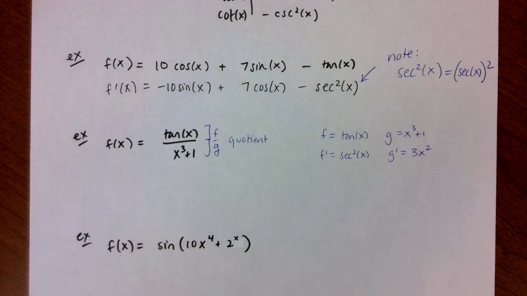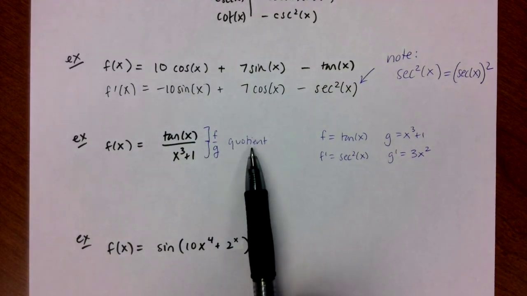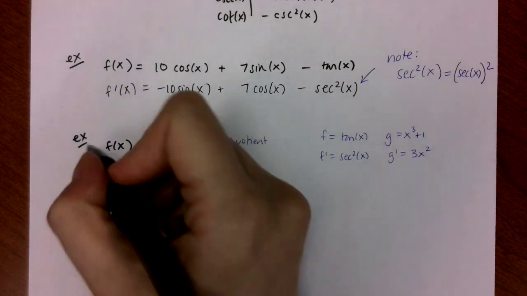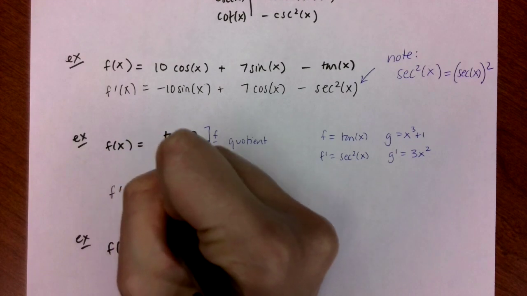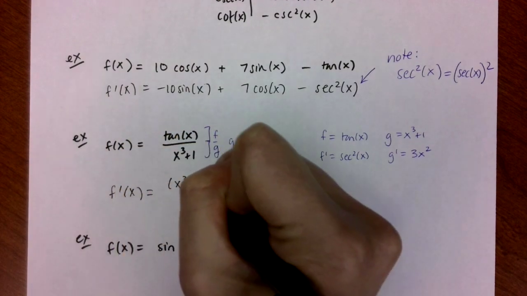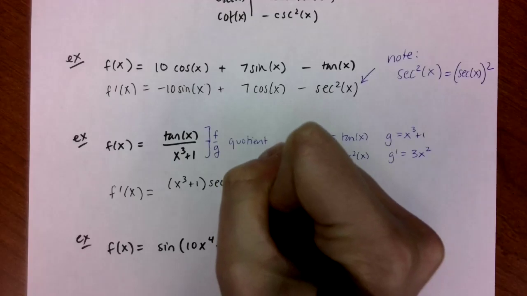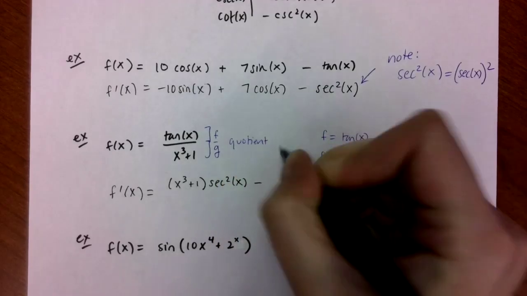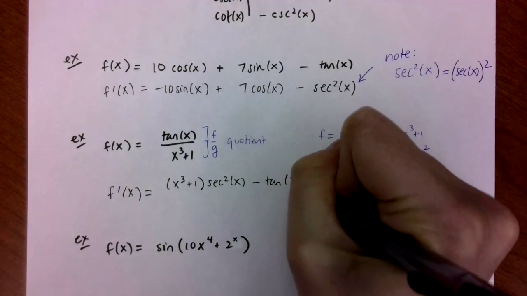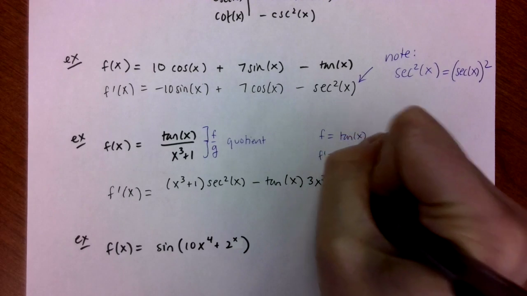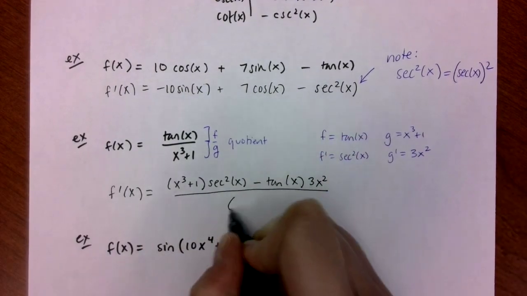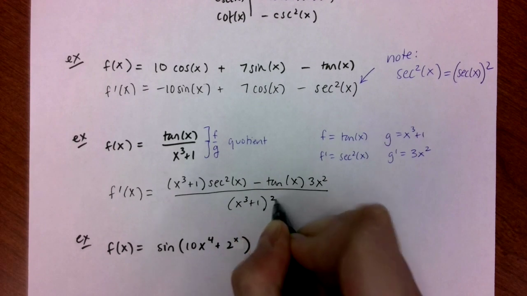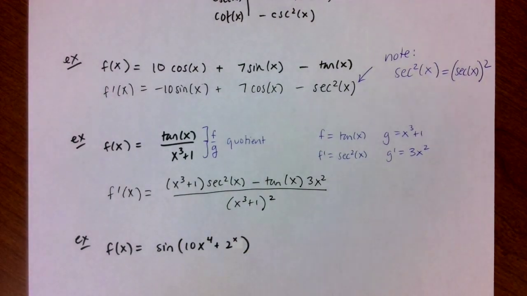So when we put our derivative together, we'll do the quotient rule formula. Low d high minus high d low over the square of what's below. So I have x cubed plus 1 and a big set of parentheses squared, and that's my derivative.